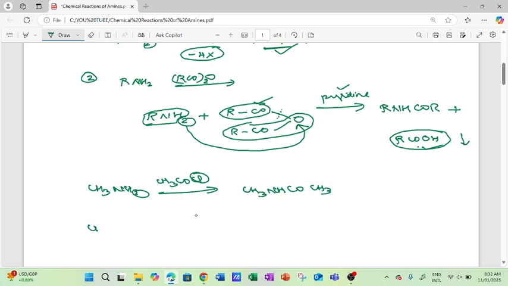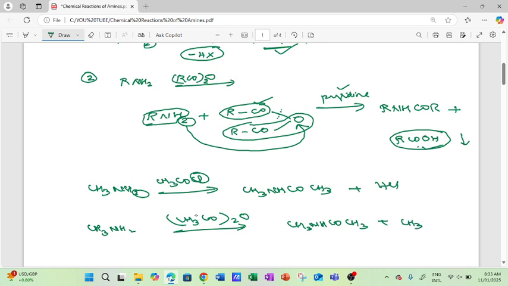And the same methanamine I'm taking, CH3NH2. This time we can add an anhydride like acetic anhydride, (CH3CO)2O. Got it? So CH3NH, again the same kind of bond breakings, so that we get the same product. The only difference between these two is that in the first one, HCl is a byproduct, and in the second one, CH3COOH, acetic acid, is a byproduct.